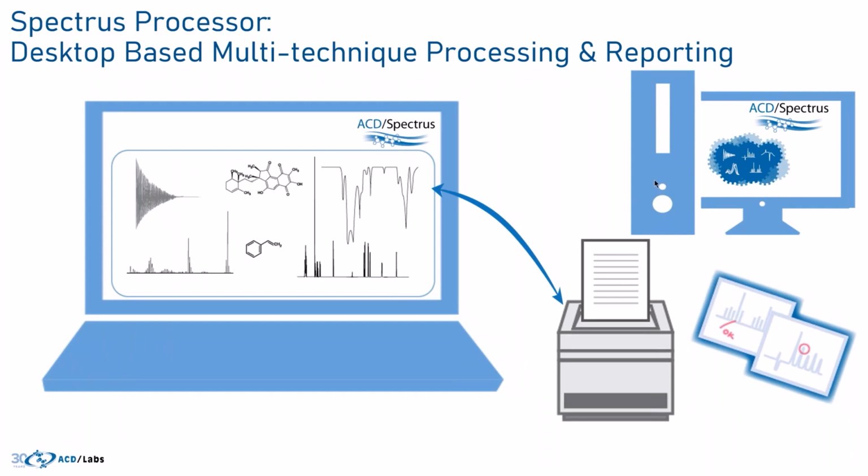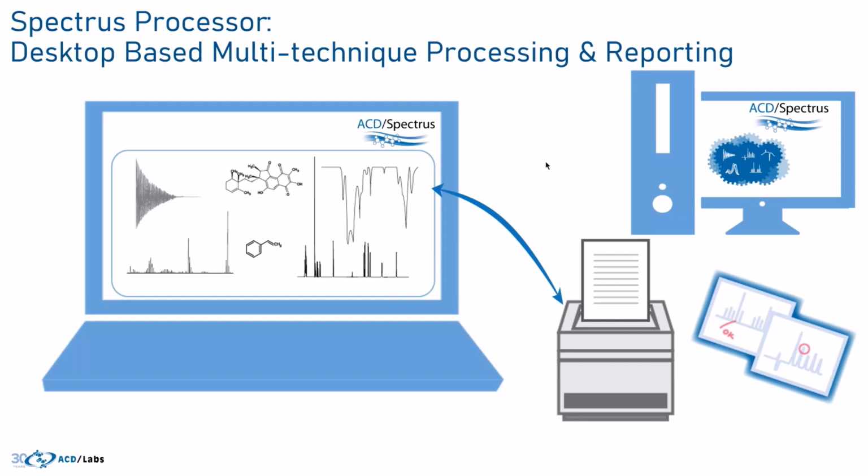So in today's webinar, we will look at two bits of ACD software. The first is the desktop-based Spectrus Processor, which will allow multi-technique processing and reporting. So we can bring in data types from all different instrument vendors. The software is vendor agnostic, and we can process it and view that data and report that data from one place. So it's a really good tool. It cuts down on the need to train and learn lots of different software. And if you're handling lots of different types of software, so NMR, IR, LCMS, you can view that in one place and process that in one place side by side. So it's a really good, cool tool.